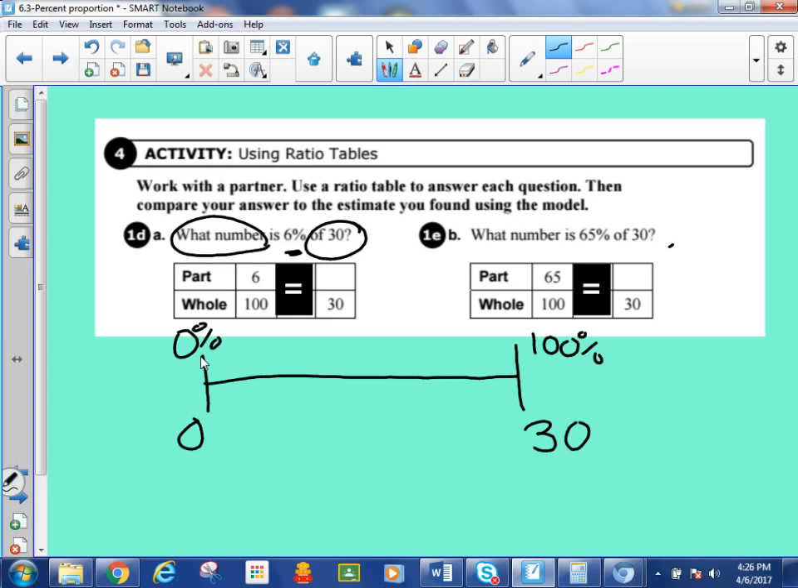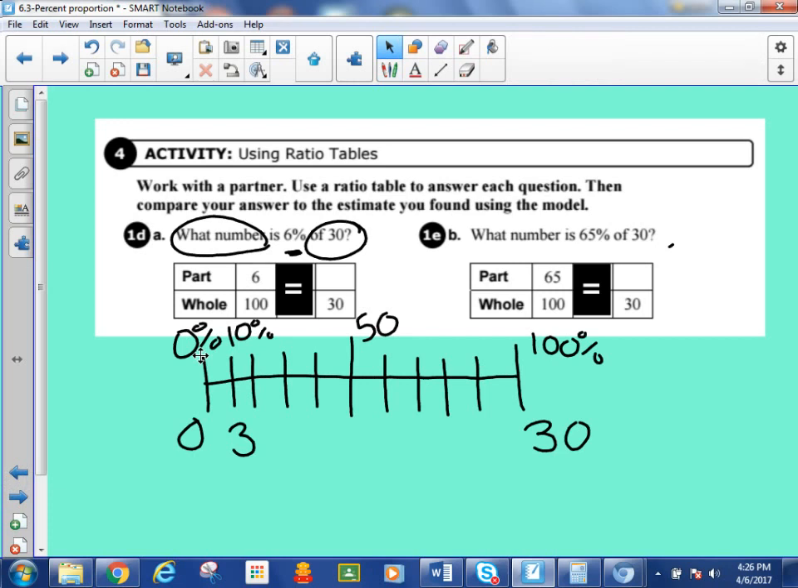So I think to myself, what are some benchmark percentages that I know? All right, I can do 50%. I split that in half. I can also do 10%, which is close to 6. And if I split this into 4 pieces here, so 1, 2, 3, 40, 50, 60, 70, 80, 90, 100. So this right here is 10. And then I ask myself, what is 10% of 30, or 30 split into 10 pieces? That gives me 3. So I know 10% is 3.